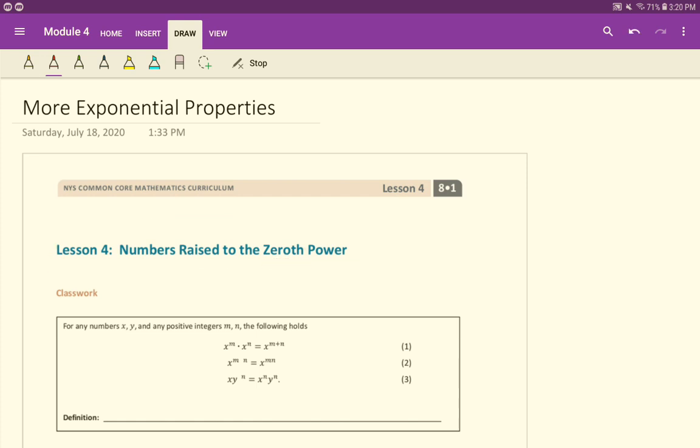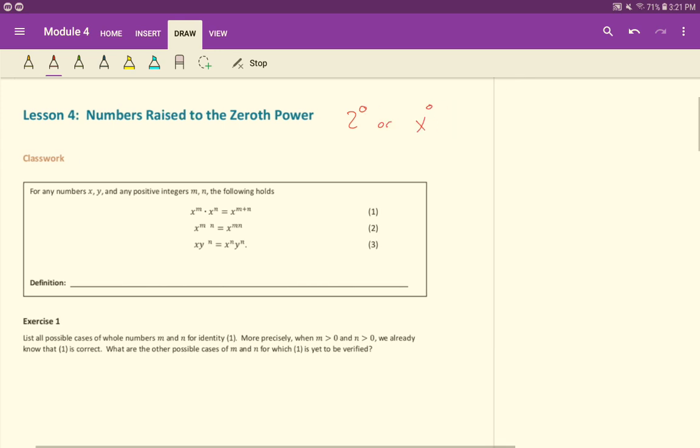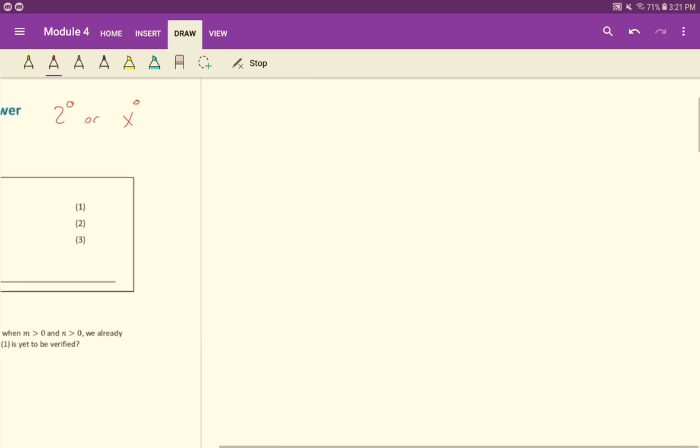The Unbounded book provides a lesson that goes along with this. I'm not a huge fan of it, so instead I'm going to show you two different ways, at least, to think about what the 0th power means. So that's again raising something to the 0th power. I'm going to do it over here to the side.